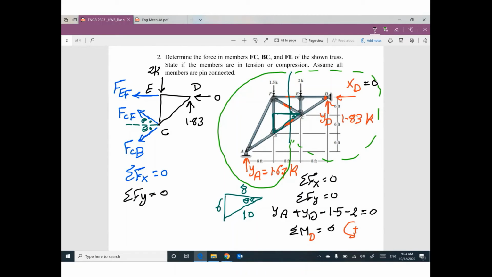Then we have moment, summation moment at any point equals 0. Guys, I recommend to take moment at the point of intersection of two forces, like FCB and FCF, both of them intersect at C. So I recommend to take moment at C. Because if you take moment at C, you are going to cancel this one, and probably more. So I can figure out the force FEF. Then I can go back to this one or this one to figure out the rest.